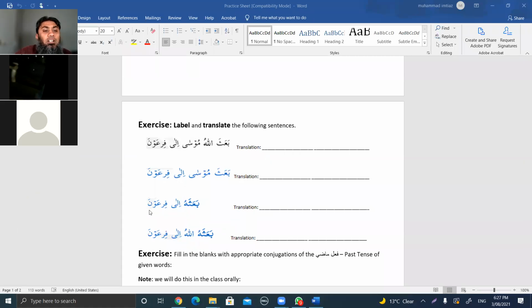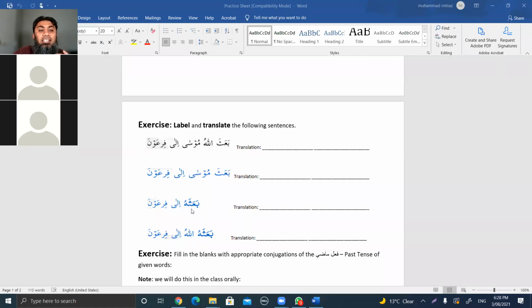Ba'asahu ila fir'auna. Now, ba'asa is fail madi, and then hu is the attached pronoun. Now, we know that the attached pronoun can be attached with different words. In this particular case, the pronoun hu is attached with the fail. And I said yesterday, I repeat it again, whenever in Jumlatul Fi'liya a pronoun is attached with the fail, that pronoun becomes your maf'ul or object.